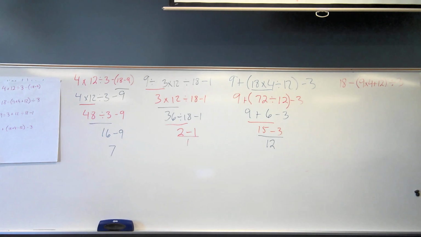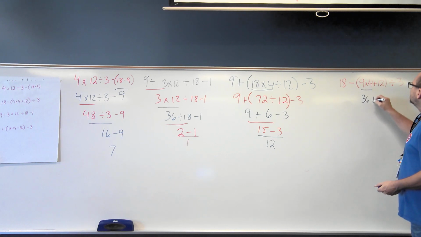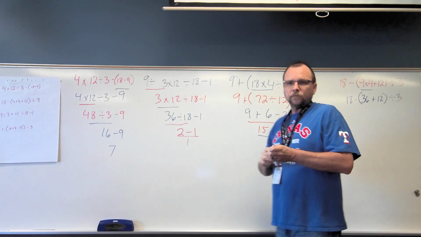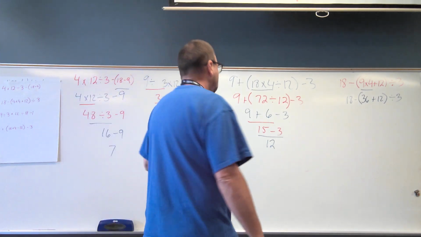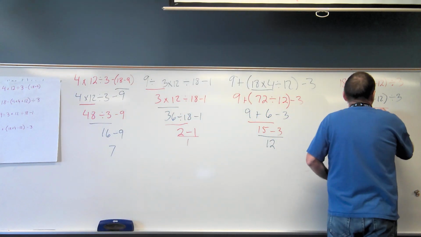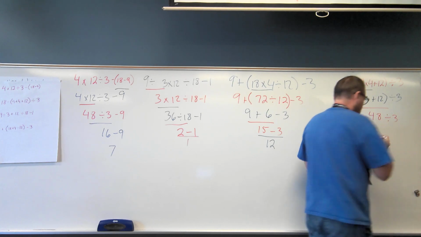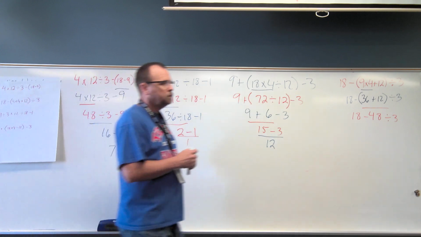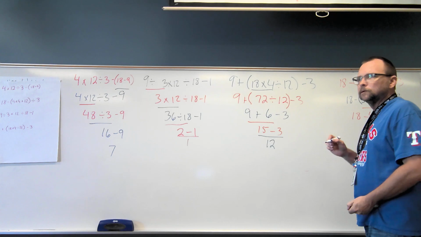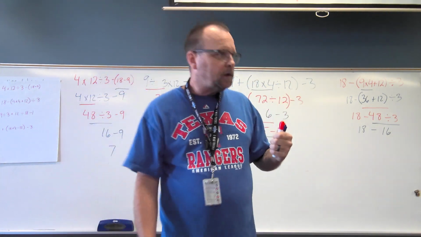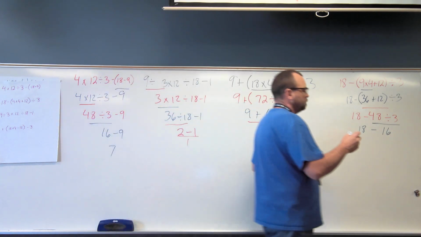Layla, this problem, what do I do first? 9 times 4. And Layla, what is 9 times 4? 36. Bree, what is next? 36 plus 12. And what is 36 plus 12, Bree? 48. Good old fashioned funnel method there helping us. Dallin, what's next? 48 divided by 3. Oh, you guys are so smart. And 48 divided by 3 is? 16. And then we have 18, subtract 16. Garrett's like, please don't call on me. Jonah, what is 18, subtract 16? 2.